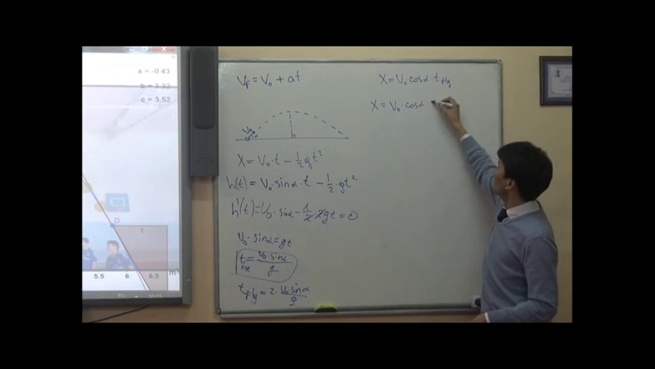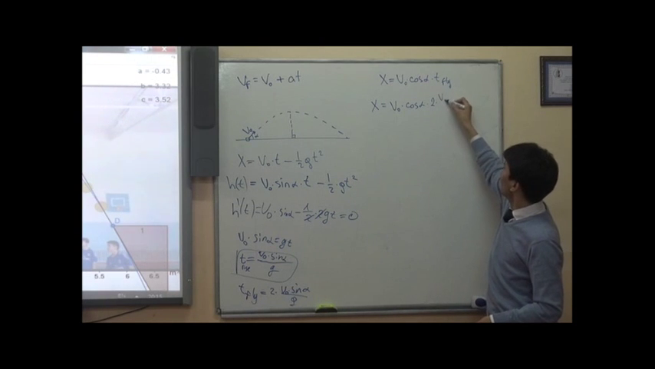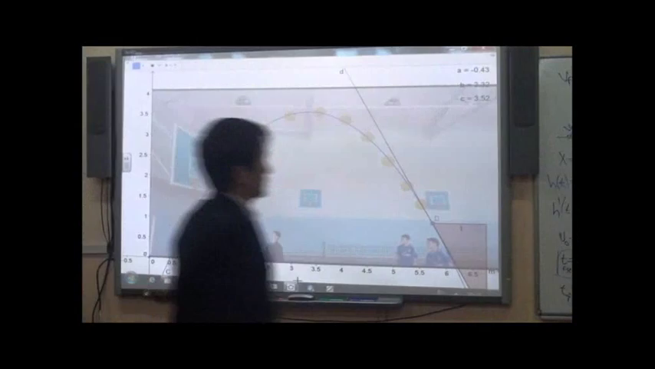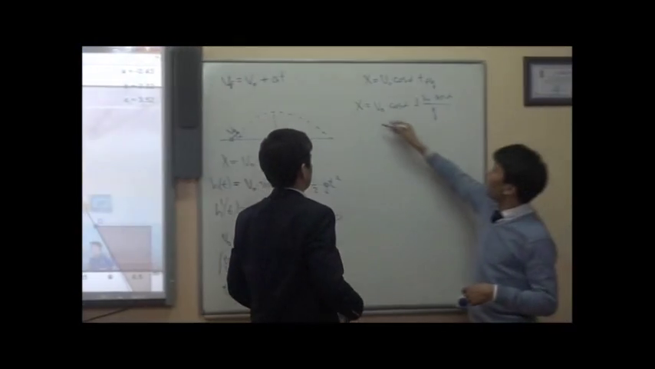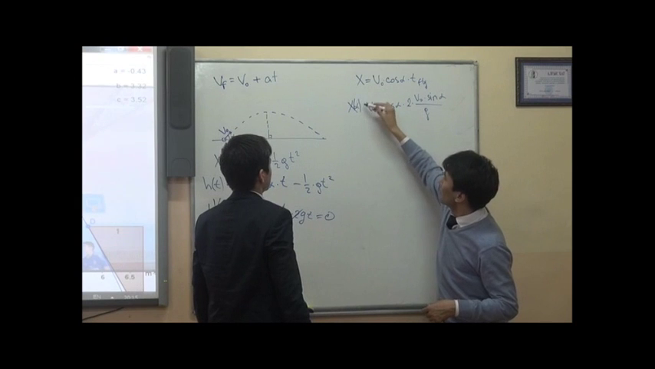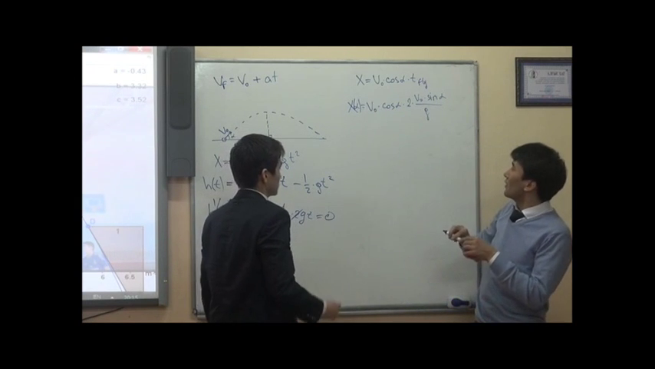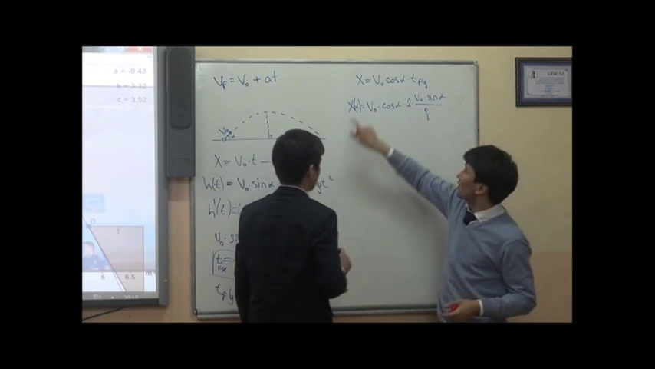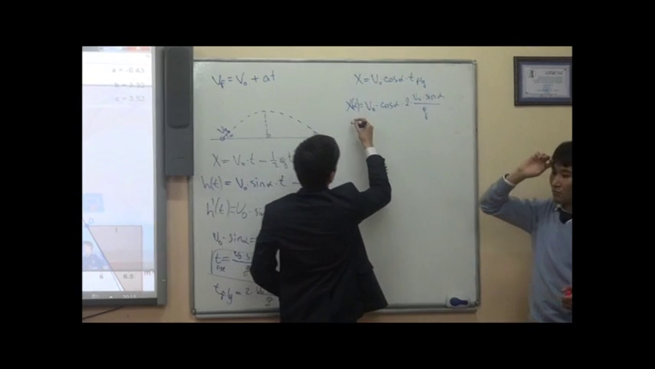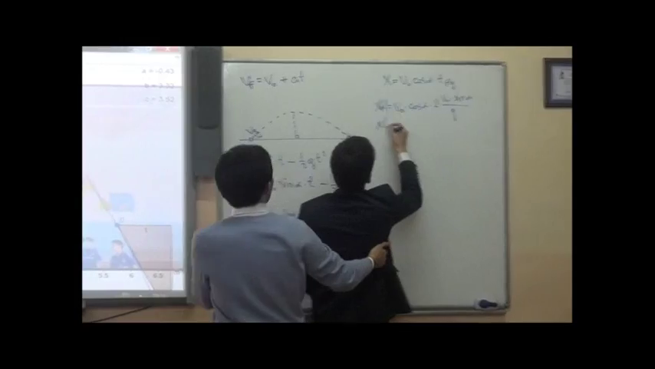The time of flight is equal to twice V initial sine alpha over G. Now this is a function that depends on what? Alpha. You have to find at what value of the angle this will reach a maximum, the maximum horizontal distance.